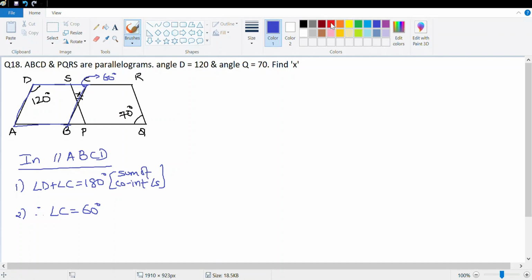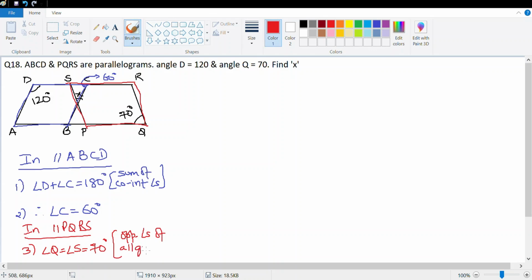Let's look at the second parallelogram now, which is PQRS. Good. So in parallelogram PQRS, number 3 would be angle Q is equal to angle S is equal to 70 degree. Reason, opposite angles of a parallelogram are equal. So now I get this angle as 70 degree. Good. I think I've got my answer.